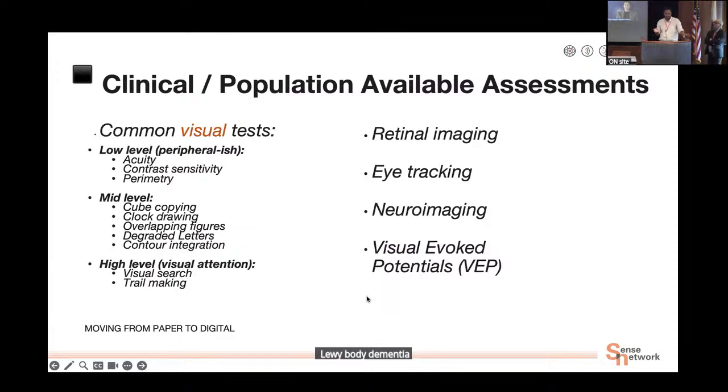So first I want to talk about some common tests that we're using, thinking about it from this central versus peripheral lens that we've been talking about. Starting with vision, the low level or peripheral measures include acuity and contrast sensitivity, and then moving up to more central processing, things like visual search and training. We also thought about moving from a lot of paper tasks to more digital tasks, such as retinal imaging, eye tracking, imaging, and visual potentials.